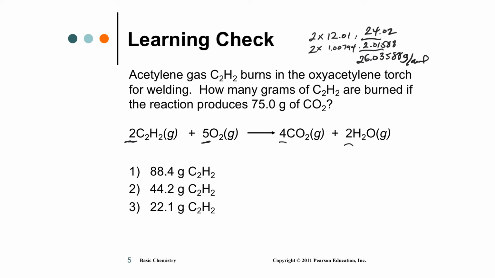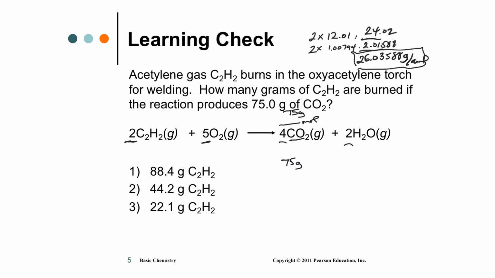It says acetylene gas burns in the oxyacetylene torch for welding. How many grams of it are burned if the reaction produces 75 grams of CO2? Kind of sneaky. They're telling you that I've got 75 grams of CO2. Well, I need moles before I can go into the balanced equation. So I need to go here, 75 grams, right?